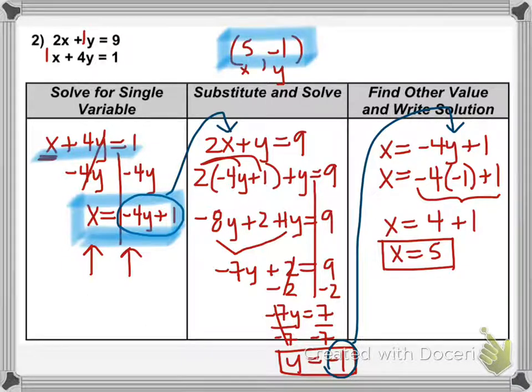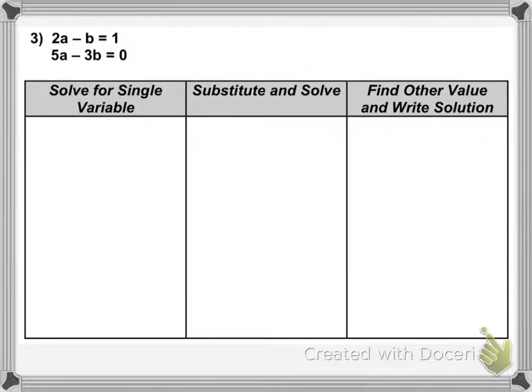So remember, I could check this by graphing it in a calculator, or I could replace both the x's and y's in both equations with 5 and -1 respectively and make sure that they're both true. Let's try another one. Okay, so once again, we're going to look at our variables and see if any of them have a coefficient of 1 or -1. The b in the first equation has a coefficient of -1. So I'm going to start with that guy.